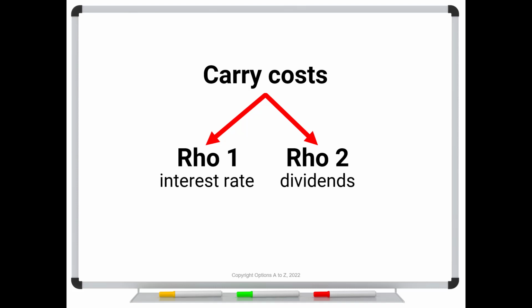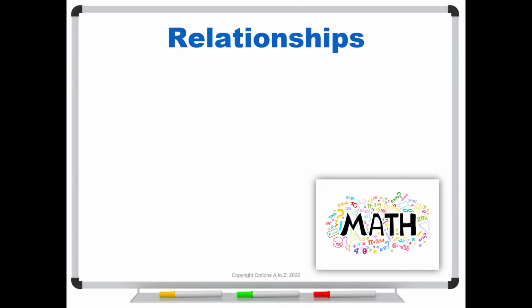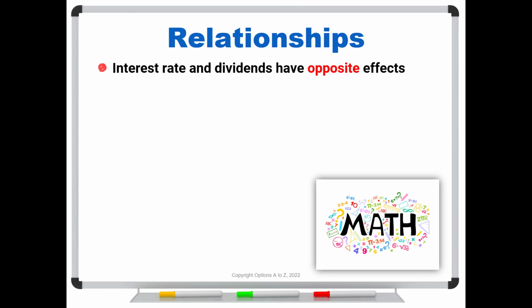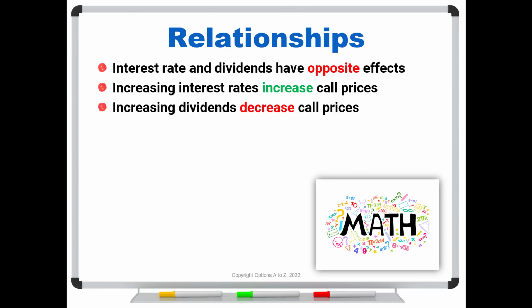So what are these relationships? Interest rates and dividends have opposite effects. Increasing interest rates increases your call prices, and increasing dividends will decrease your call prices. Do you see how they have opposite effects? Of course, you will get the opposite effects for the puts. If your interest rate rises, it's going to drop your put prices. And if your dividends increase, it's going to increase your put prices.